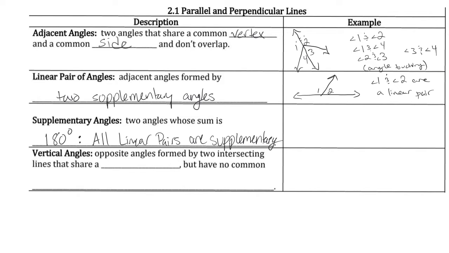Okay, so I'll give an example of supplementary and not supplementary angles. Say we have a 30-degree angle right here, and then we have a 150-degree angle. We know it adds up to 180. It's a linear pair and it's supplementary.